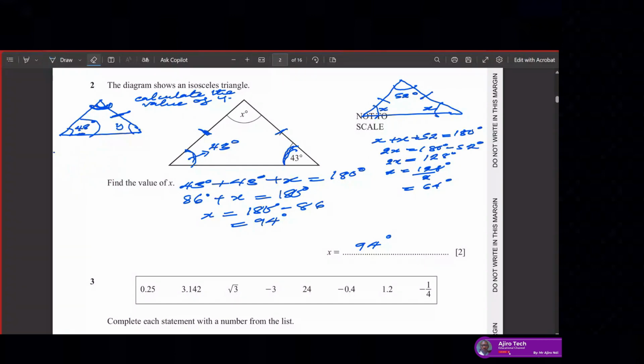Okay, how do we get 84? Since the one on top and 48 are the same, adding it together is 96. So 96 minus 180 is 84. Okay, good. I hope you're learning.